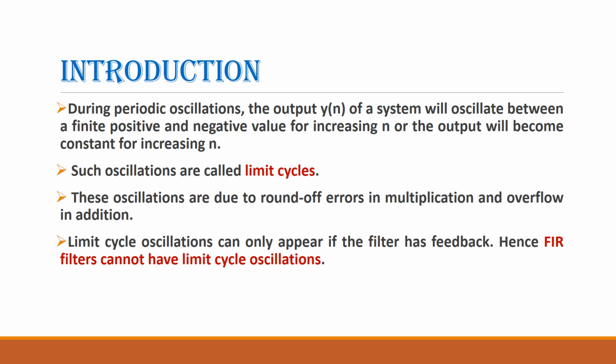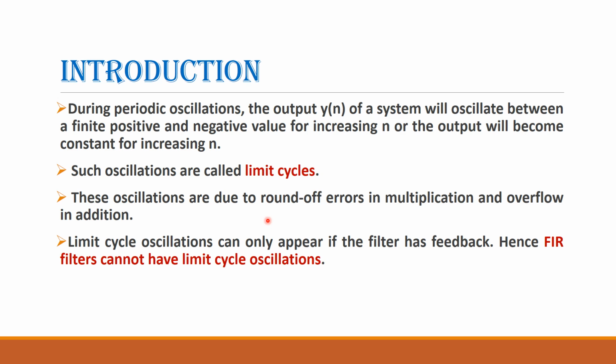So first let us understand what is meant by limit cycle. During periodic oscillations, the output oscillates between two levels or remains a constant value as the n value increases. Such oscillations are called limit cycles. These oscillations occur due to two processes: round off errors in the multiplication process and overflow error in the addition process.